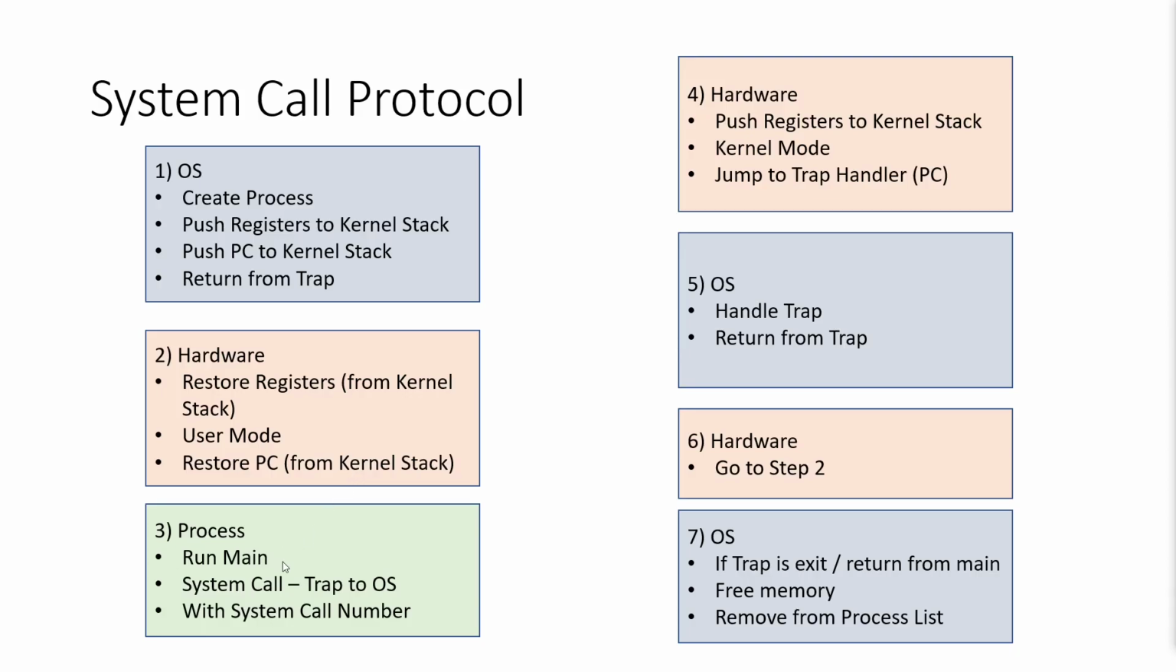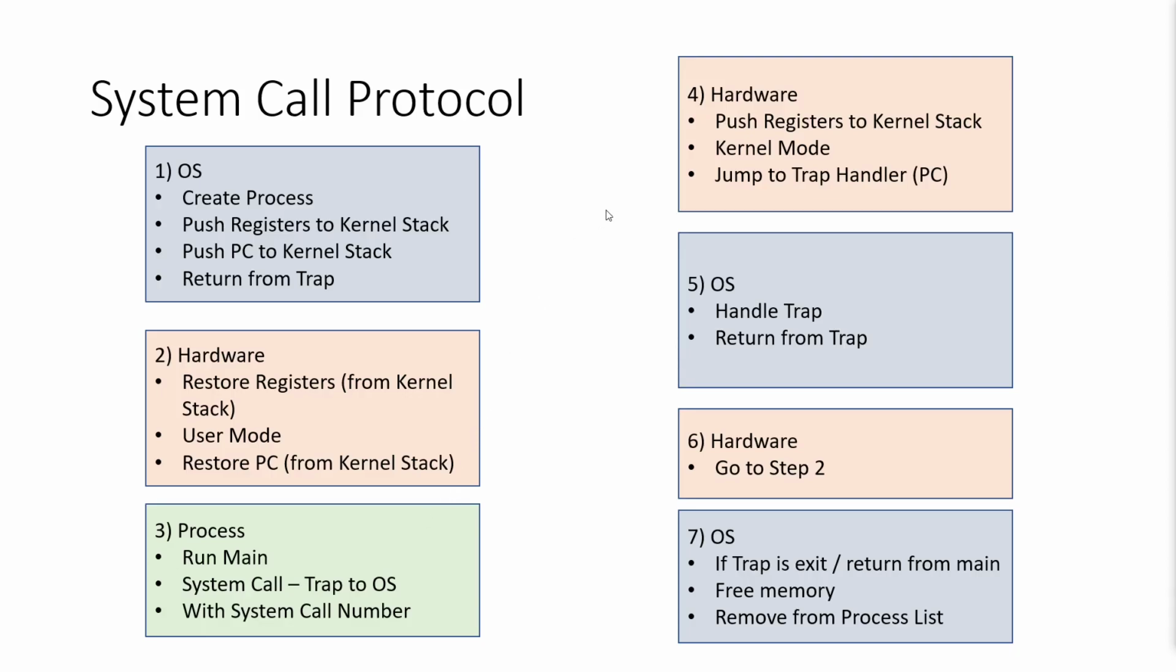When we begin, we're running main, and whenever we get to any sort of system call, like open a file or request more memory, we will trap to the operating system with a system call number. It doesn't actually know the address where those are stored, so just a call number. The instructions for those are stored in that trap table, or interrupt table if they're hardware interrupts.